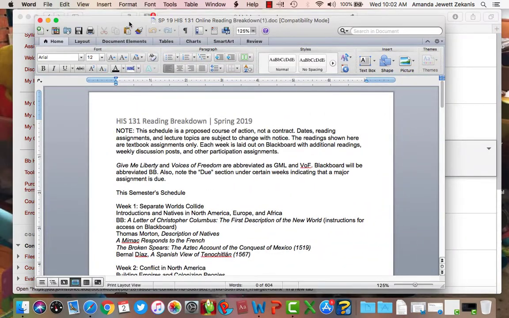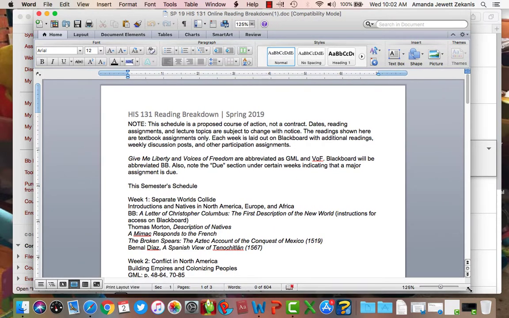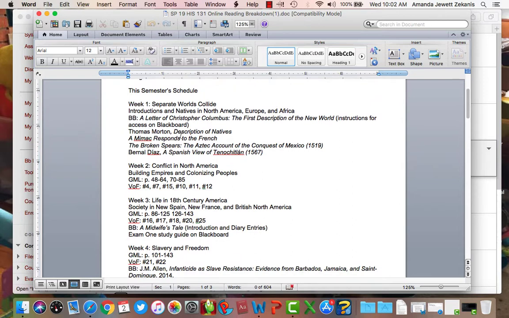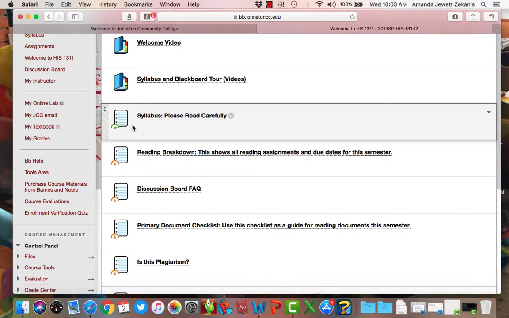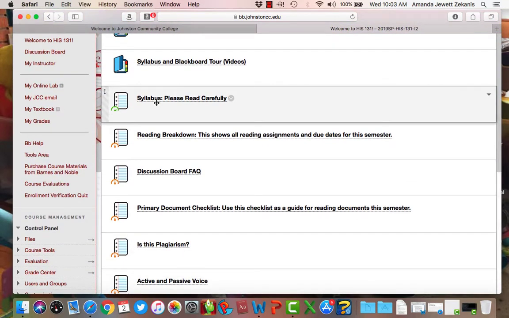The reading breakdown is a list of everything that you will be reading this semester, and it also has important due dates. So here's week 1, and as I mentioned before, you do not need to have your textbook or your document reader book yet for week 1. You will watch the lectures under week 1 and you will read these documents that are on week 1 in Blackboard. When we get to the assignments tab, I will show you exactly where all that stuff is.